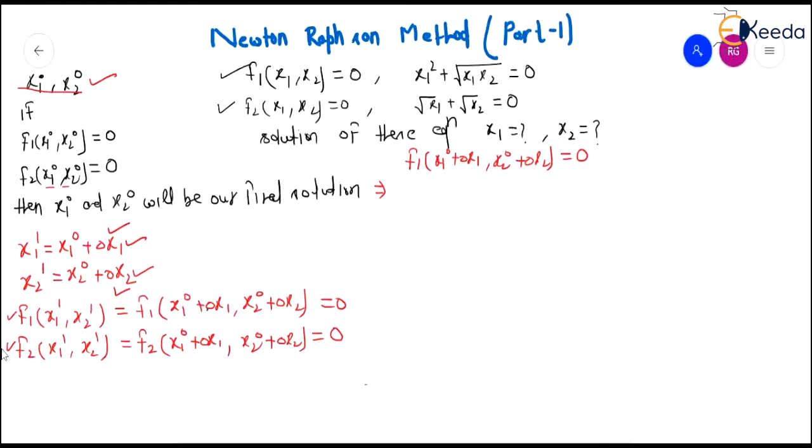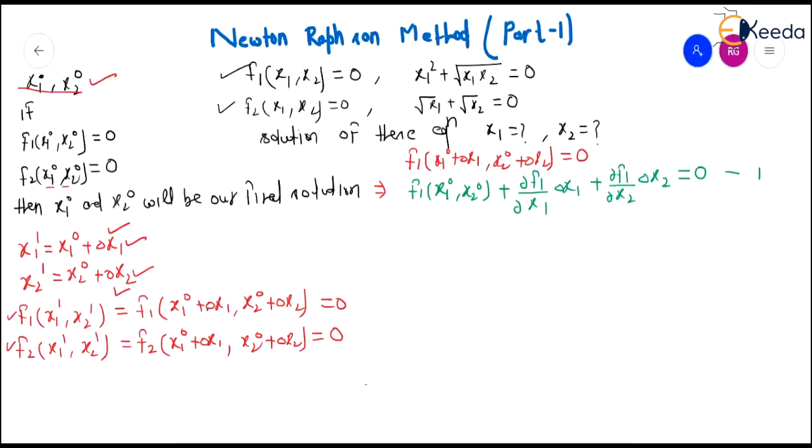So simply we can write in terms of f1(x1⁰, x2⁰) + (∂f1/∂x1)·Δx1 + (∂f1/∂x2)·Δx2 = 0. You will see Δx1 instead of h in this equation.